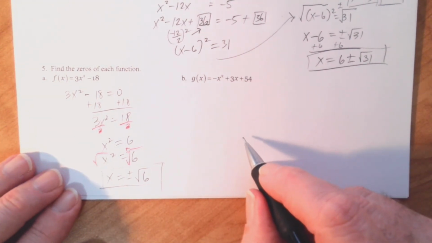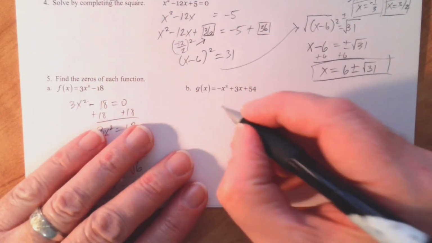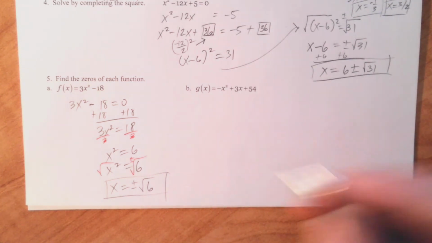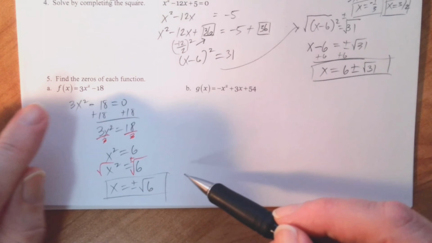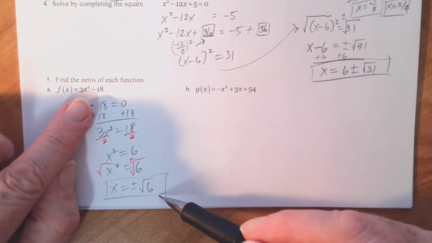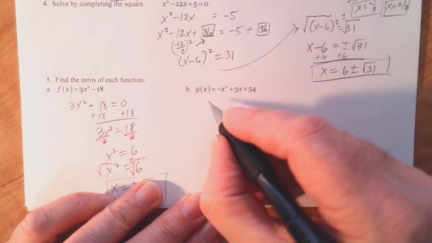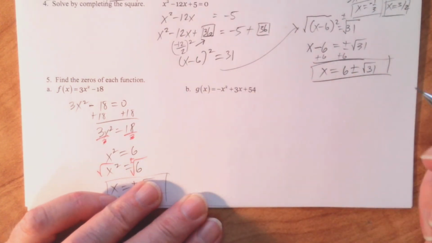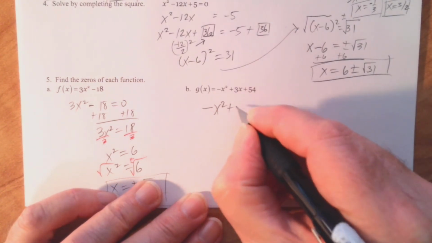Let's move on to 5b. So keep in mind, we just found the zeros here, so if you actually plug in the square root of 6 or negative the square root of 6 into this function, that's what would cause this function to equal 0. On the next one here, we have g of x equals minus x squared plus 3x plus 54. So let's set that equal to 0.